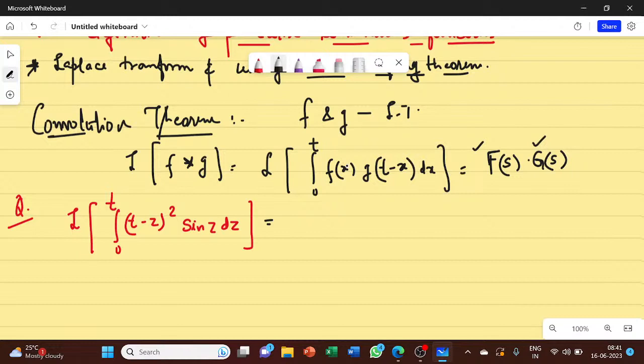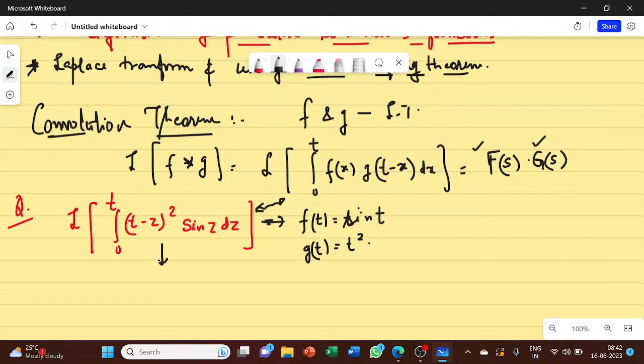See, it is equal to writing f of t minus z. So here, comparing the two, you can write that f of t is simply sin t. Yes or no? This is quite easy to see. And what about g of t? Instead of g of t minus z, here it is (t minus z) squared, so I'll write my g of t is simply t squared.